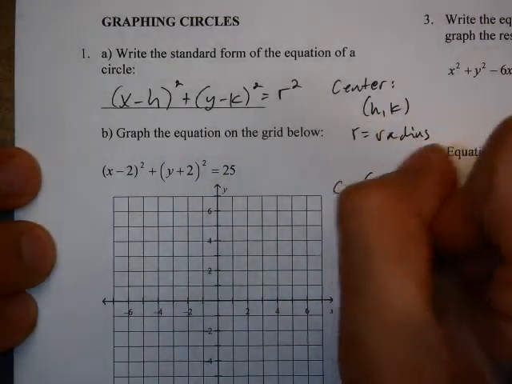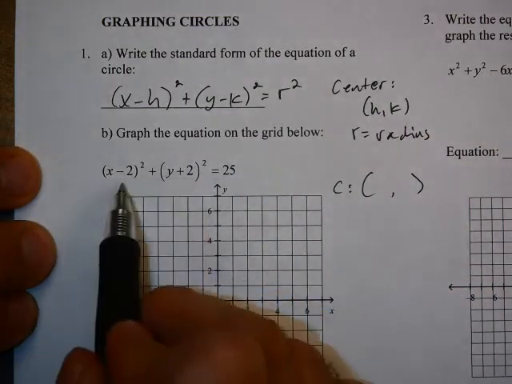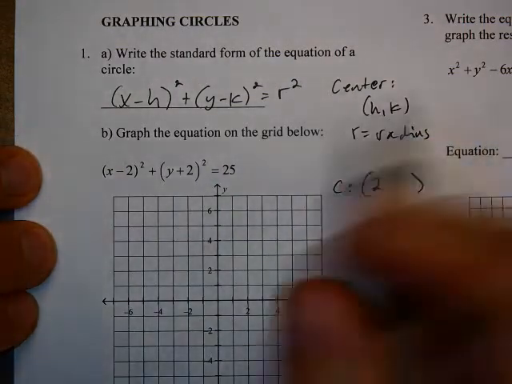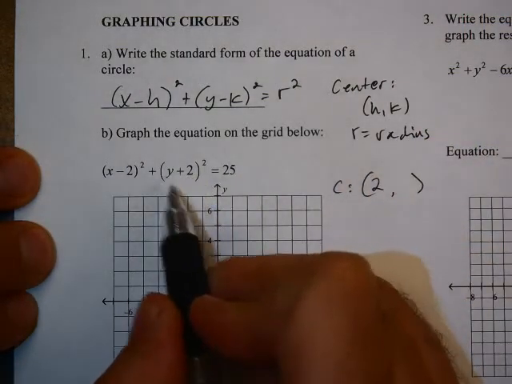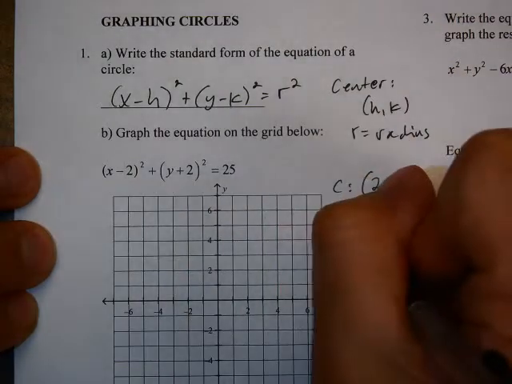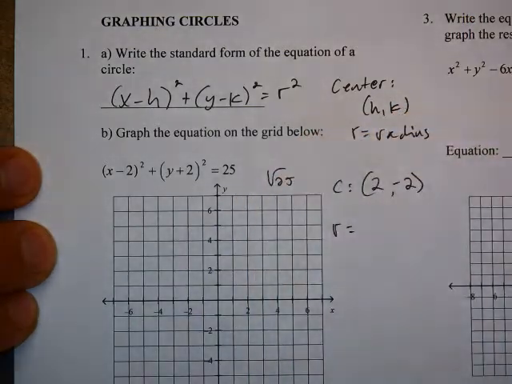The center will be the opposite of these two numbers. This gives you the x-coordinate. The opposite of minus 2 is positive 2. This gives you the y-coordinate with the y. The opposite of positive 2 is negative 2. The radius is the square root of that 25. The square root of 25 is 5.